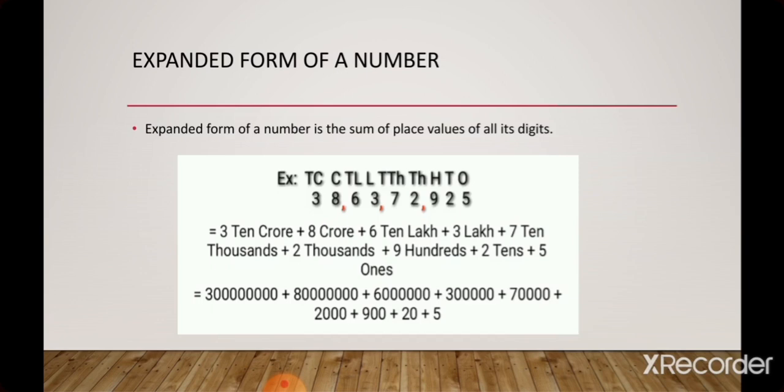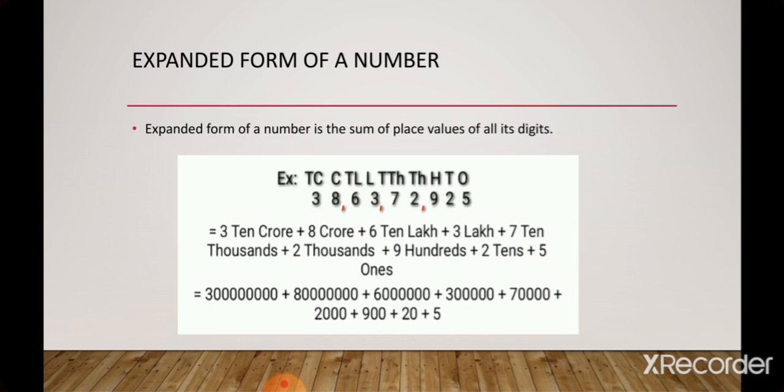After writing in the words, then you should write in the numbers. So 3 10 crore. After writing the digit, you should write the zeros. How many zeros? In 10 crore, we have totally 8 zeros. So after writing 3, you should write 8 zeros. Plus 8 crore. After writing the digit 8, you should write crores in zeros. Totally in crores, we have 7 zeros. That's why after writing the 8 digit, you should write 7 zeros. So then it becomes 8 crore.